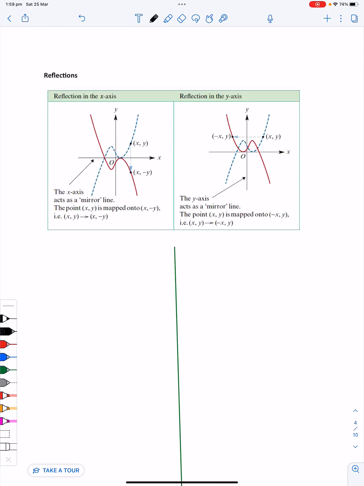So now considering reflection. So we have two types of reflections. Okay, we have reflection in the x-axis and we have reflection in the y-axis. When I talk about a reflection in the x-axis, I like to refer to this as a vertical reflection. The reason why I call it a vertical reflection is because essentially what we're doing is we're flipping the graph upside down or flipping it vertically.